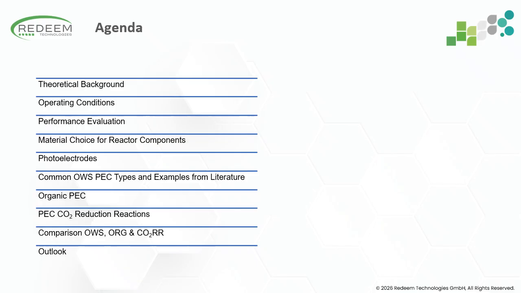I will start by introducing the fundamentals that govern photoelectrochemical reactor design, including the operating conditions, performance evaluation, materials and photoelectrodes, and we will move from established water splitting reactors to two emerging applications, which are organic photoelectrochemistry and also photoelectrochemical CO2 reduction. Here there are many new reactor engineering challenges, and finally I will compare these three application areas and summarize the main design principles that have emerged through the presentation.